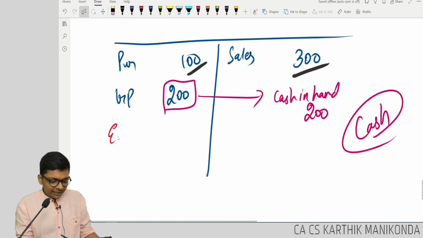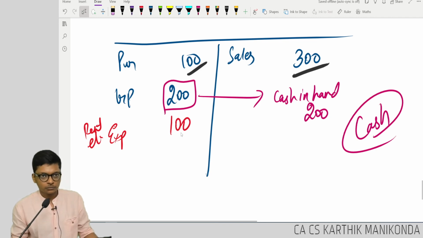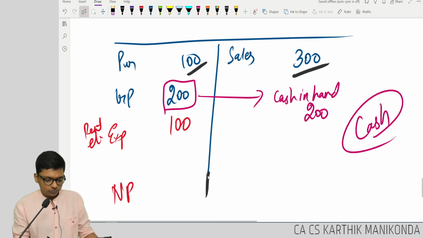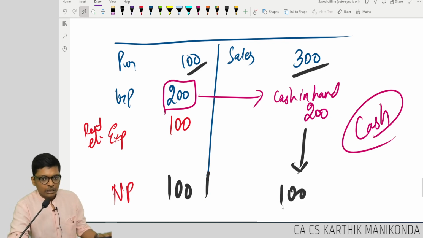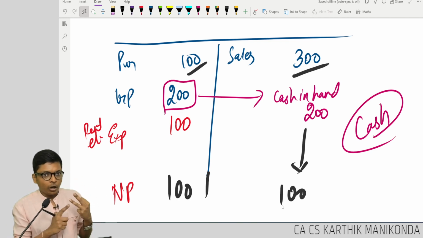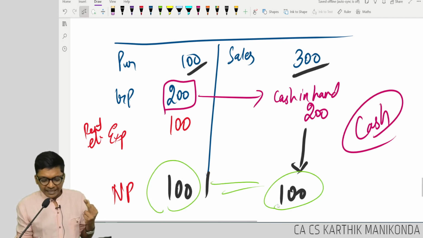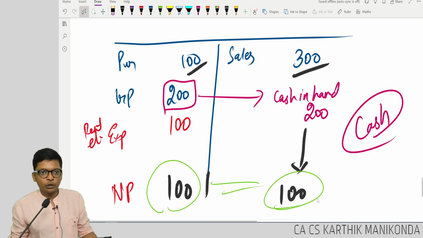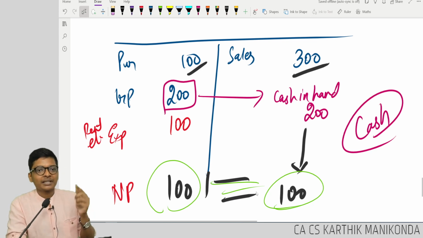Let's say all my expenses, rent, electricity, salary, everything put together is another 100 guys. What's my net profit? 100. What's my cash in hand? 100. Why sir, 100 again? I received sales 300. I paid for purchase 100. I paid all my expenses 100. So I am left with net profit, which is equal to my cash in hand. So net profit is equal to cash in hand if everything is in cash.